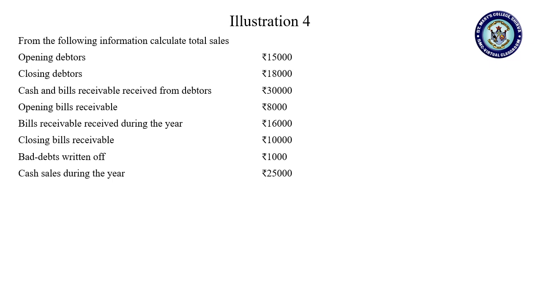It is similar to problem number 3. Okay. So where you have to prepare the bills receivable account, the debtors account, then you have to find total sale. When compared to problem number 3, it is very easy. We have only few transactions. You can see only the few transactions, right? So first you copy down the problem.